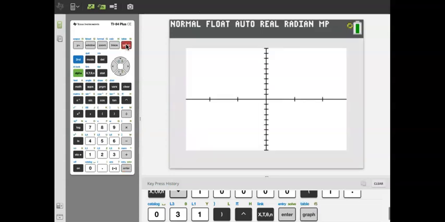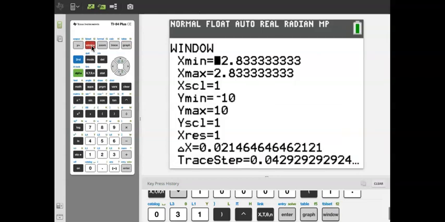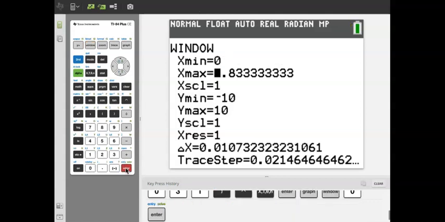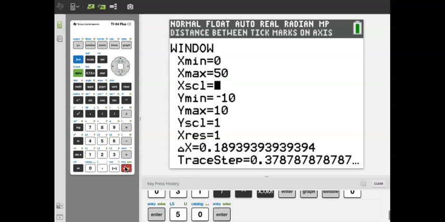Now if you just hit graph at this point, we don't really see much on our graph. So we're going to need to adjust our window quite a bit here. Looking at our inputs and outputs, our x's represent time, so I'm going to use 0 as my x minimum. And I'm going to start with just 50 as my x max. We can come back and adjust as needed. I'm going to make my x scale every 10, so the tick marks will be 10 units apart.